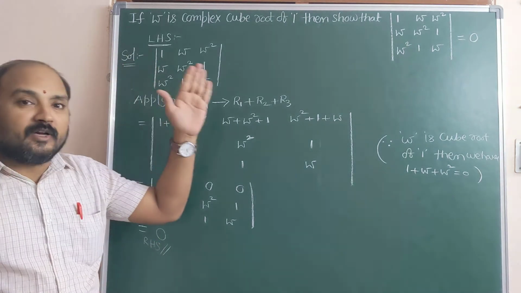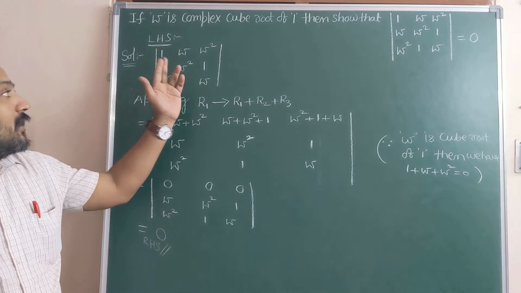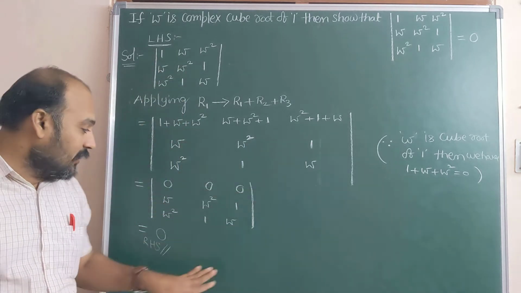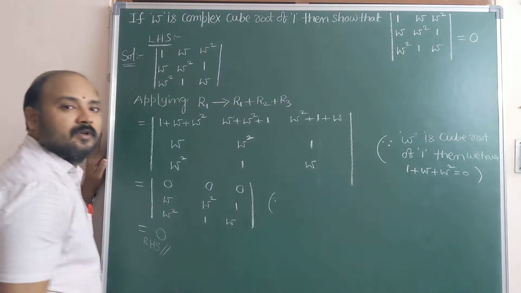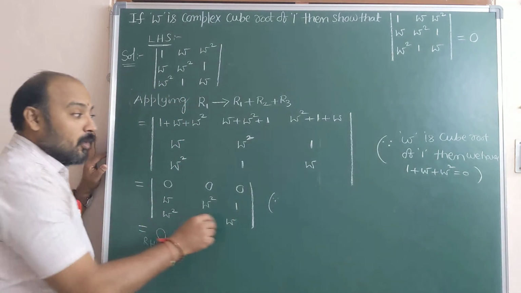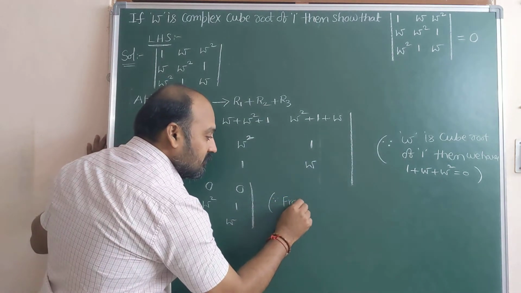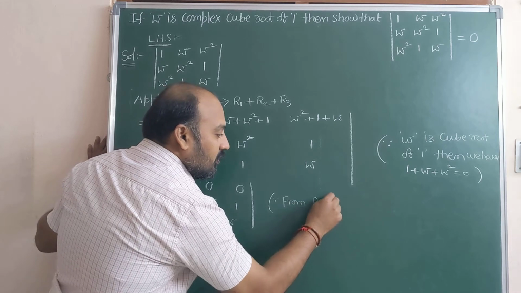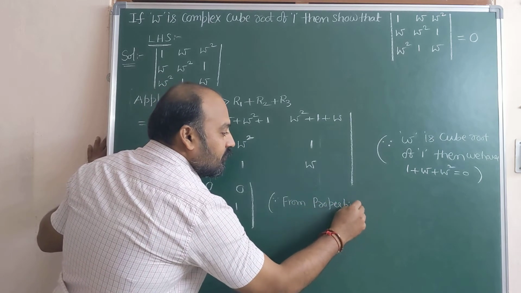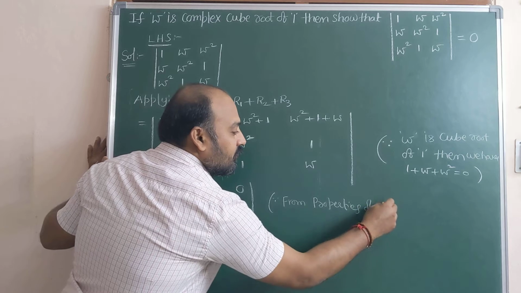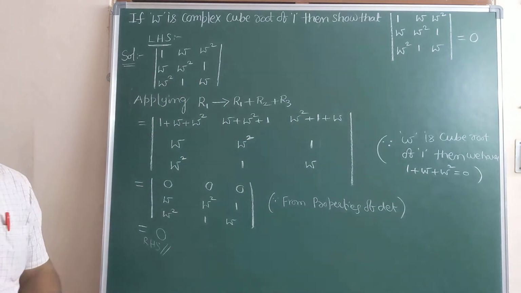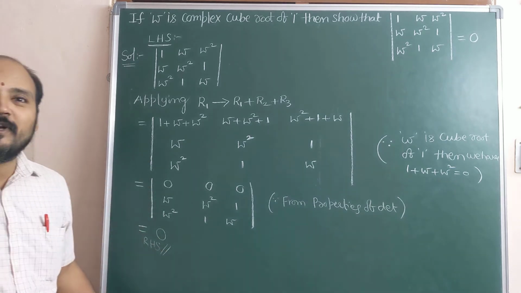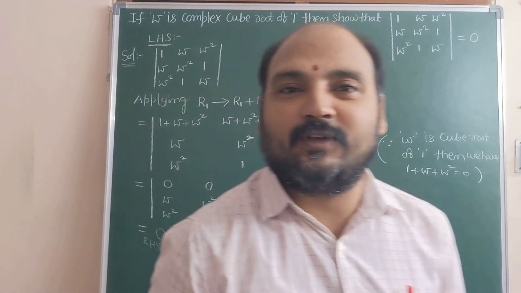Determinant of 1, omega, omega square; omega, omega square, 1; omega square, 1, omega, value is 0, from properties of determinants. We'll move to the next question, dear students. I hope you understand. We'll move on to the next one.